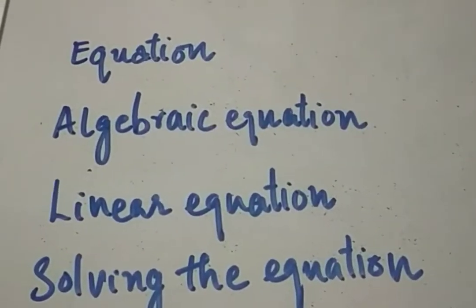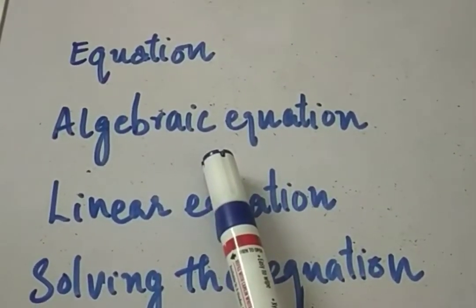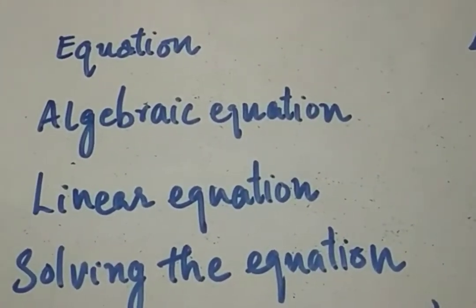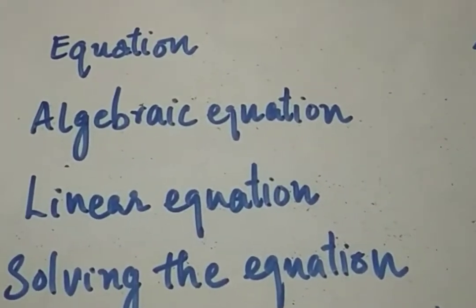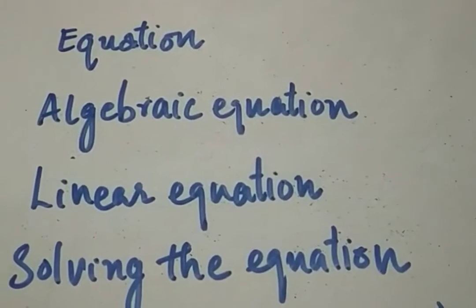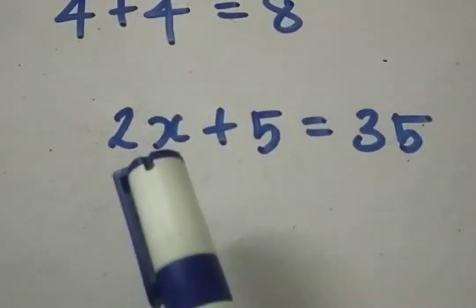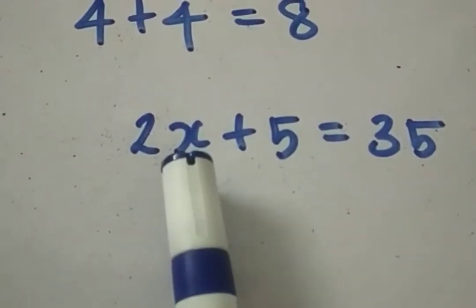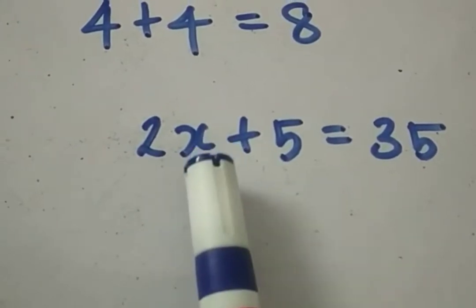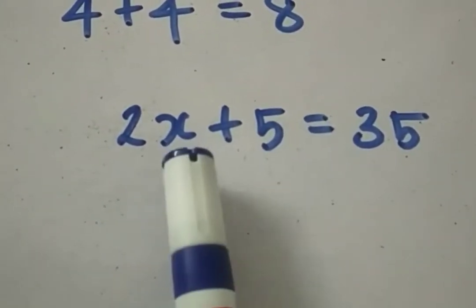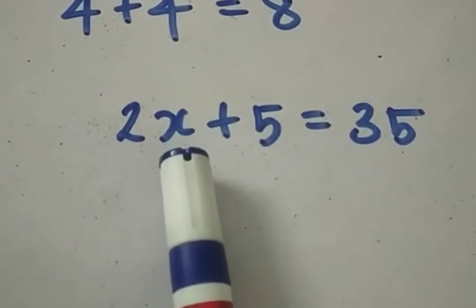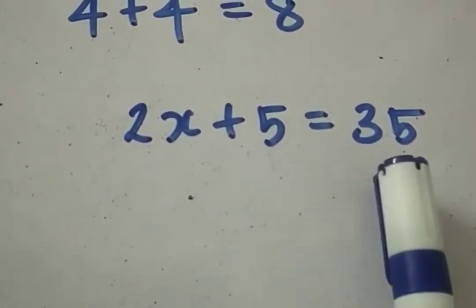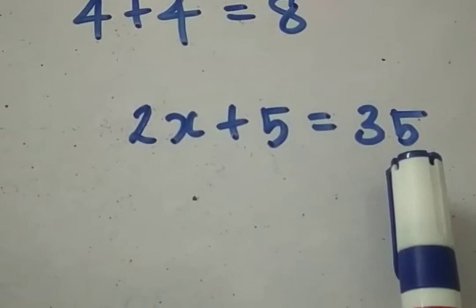Now let's see what is meant by an algebraic equation. An equation, we know what is an equation. If an equation involves a variable, we will call that equation an algebraic equation. Look at the example here. This is an equation since it contains an equal to sign, and in the left hand side we have a variable x. So if an equation contains a variable, we will call that equation an algebraic equation. So here 2x plus 5 is equal to 35 is an algebraic equation.